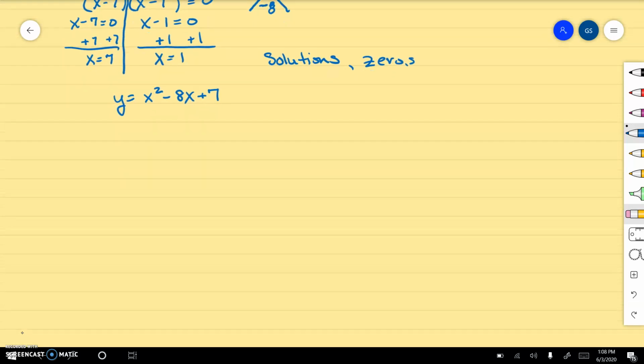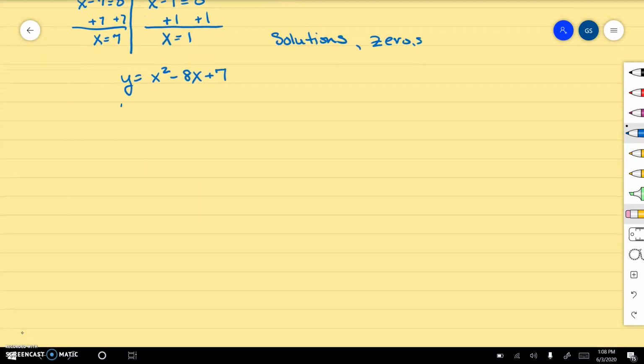All right, so now we're going to make a table. I already got the table from the calculator. You would hit y equals and then second graph to see the table. So I'm going to write down what the table looks like.